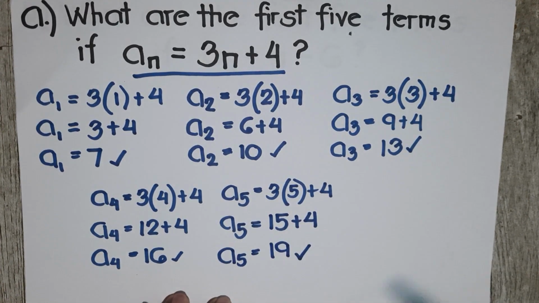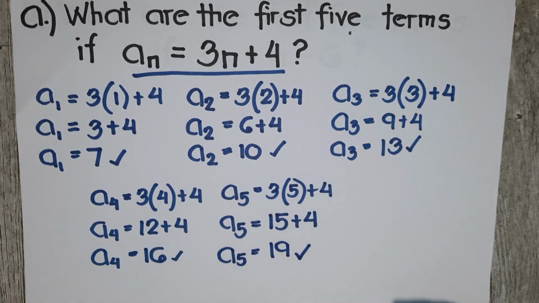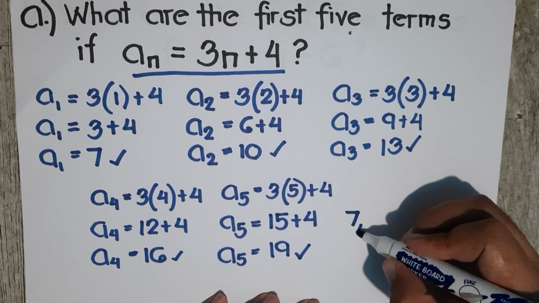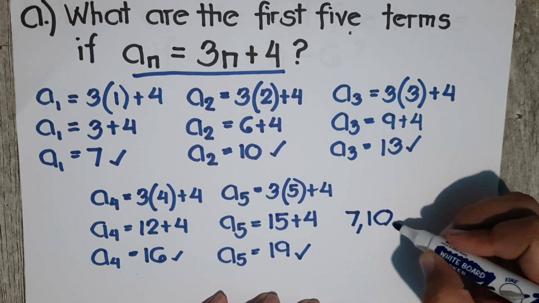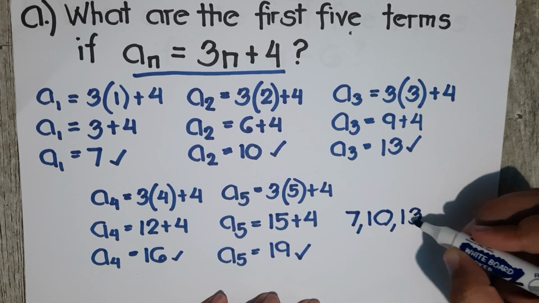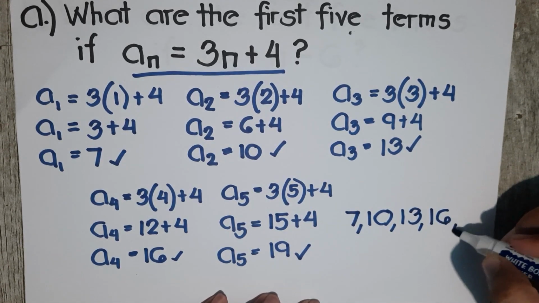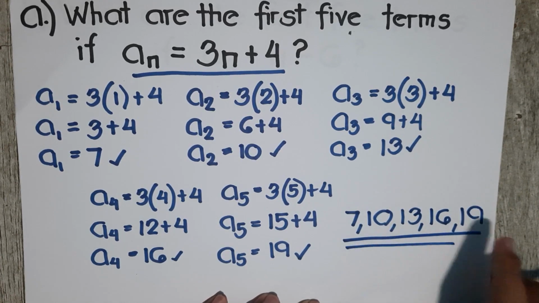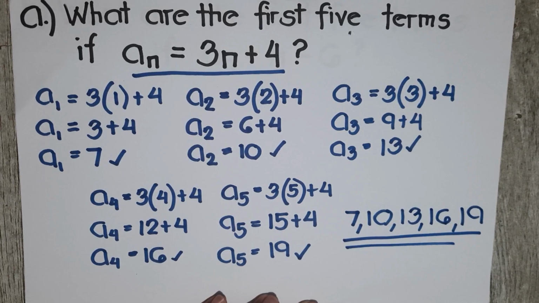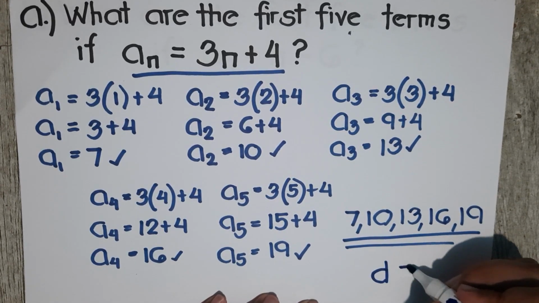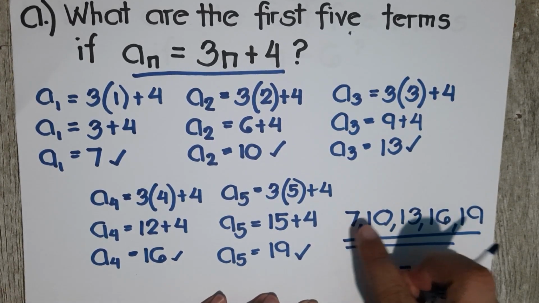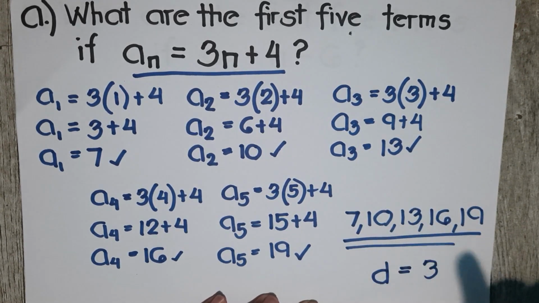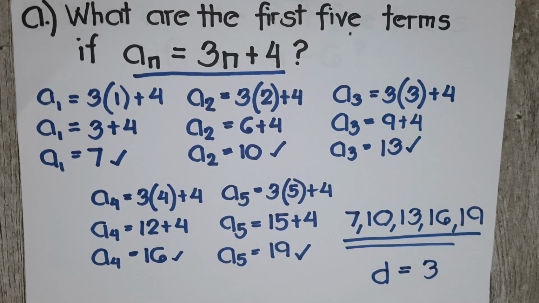And if we are going to form all the answers that we have, our first five terms of the arithmetic sequence is 7, 10, 13, 16, and 19. This will be our answer. And if you look at the answer, the common difference is 3, because the difference between the numbers is positive 3. 7 to 10, 10 to 13, 13 to 16, and 16 to 19.